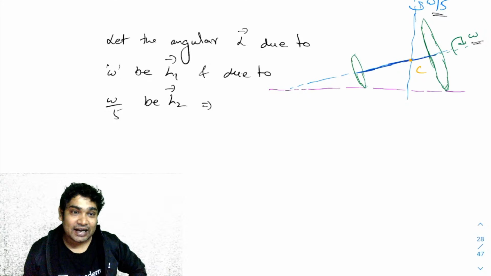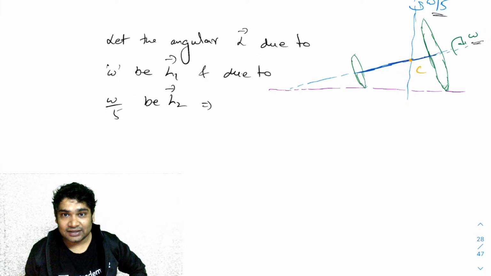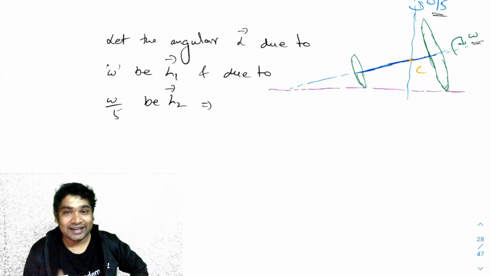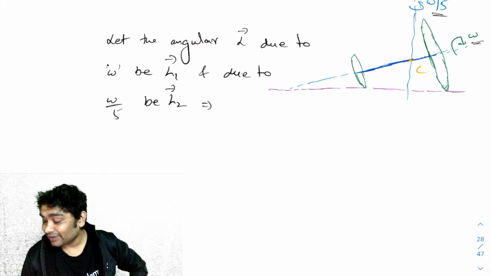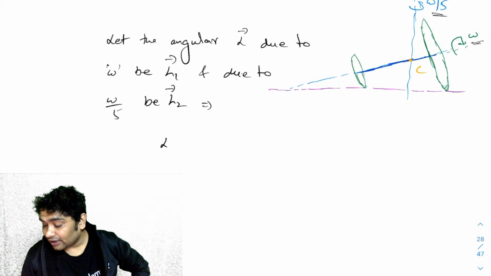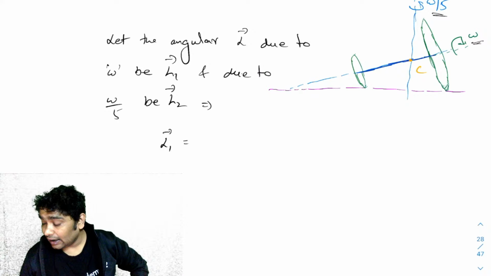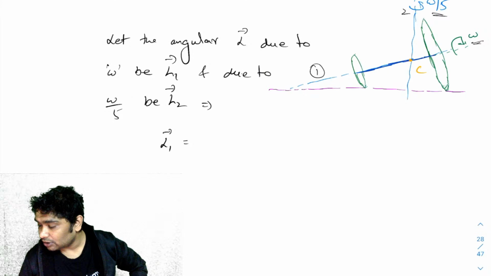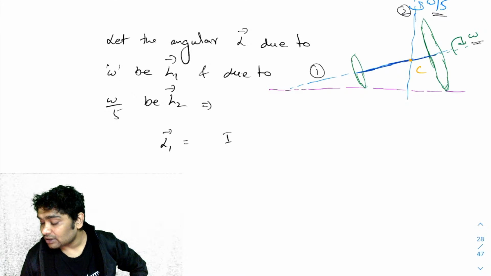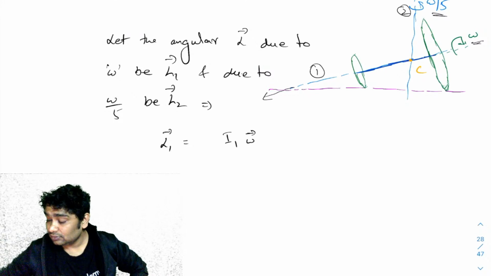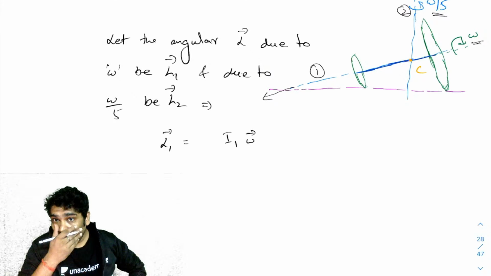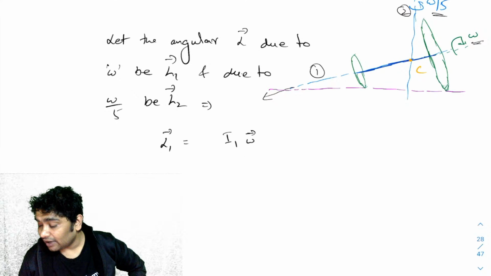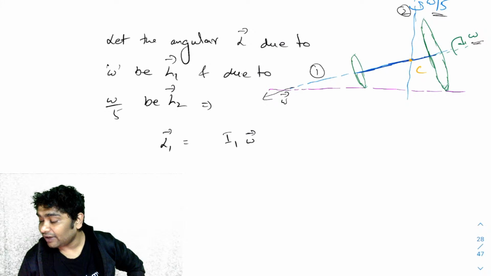This is the correct solution. That is what I want to tell you. This rotation was missed by TB, of course unintentionally. So L1 vector would have been equal to the angular momentum about this axis. Let's call this axis number one and this axis number two. So L1 would have been I about axis number one times omega, and obviously along this direction, where this would have been the direction of omega vector, and omega by 5 vector would have pointed in this direction. So let's try and calculate I1.